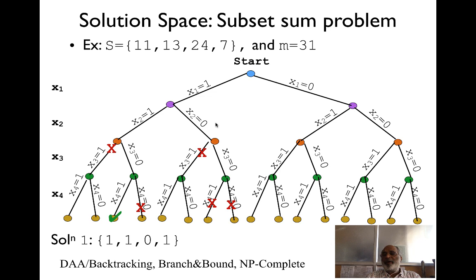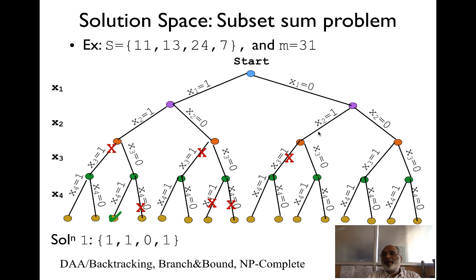So we explored all possibilities with x1 equal to 1. Let's consider a solution where we don't take the element 11, that is x1 equal to 0, and explore further. Continuing this way, we take x2, which is 13. Now we take x3, which is 24. So x3 is 1, x2 is 1, total becomes 37. We exceeded 31, so there is no point in exploring further, we stop there.